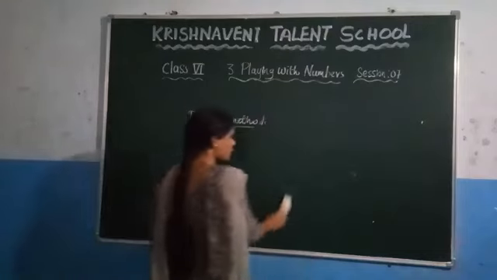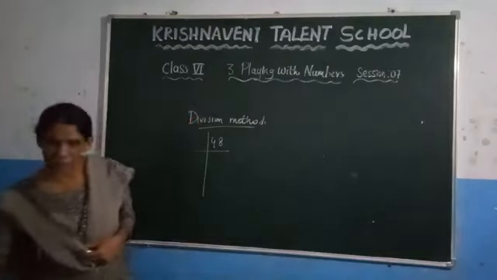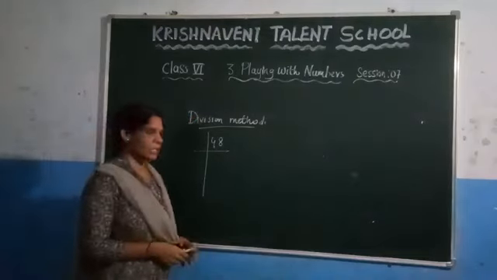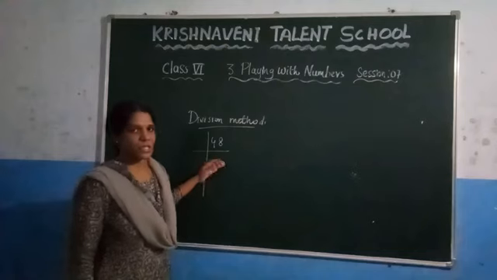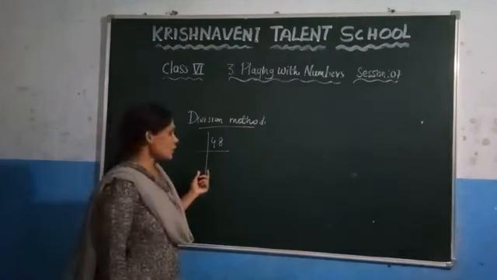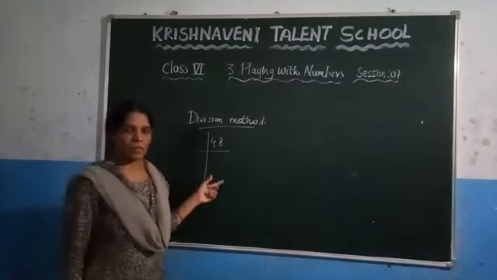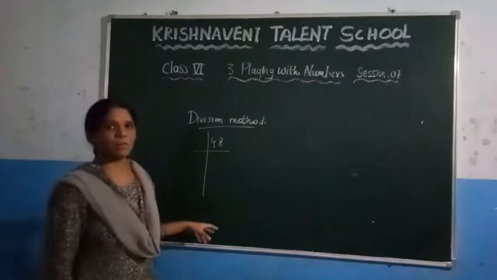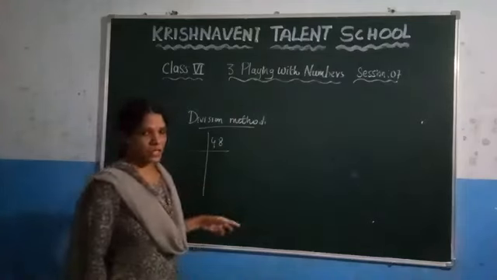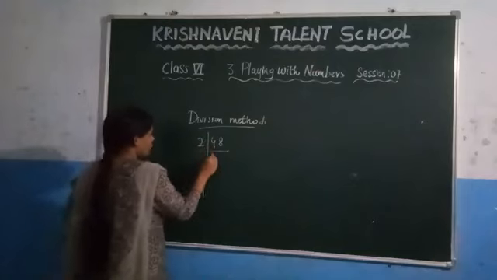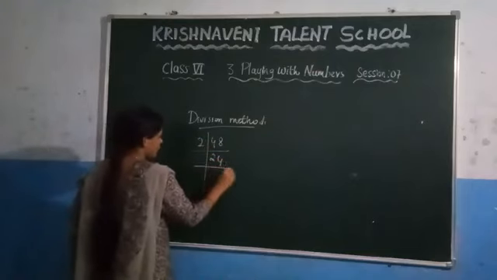Now if you want to find the prime factors of 48 in the division method, first you need to check what is the least prime number that is divisible by the given number. Here the given number is 48. What is the least prime number? You know that 2 is the least prime number and 2 divides 48. So write it here. 2 2s are 4 and 2 4s are 8.